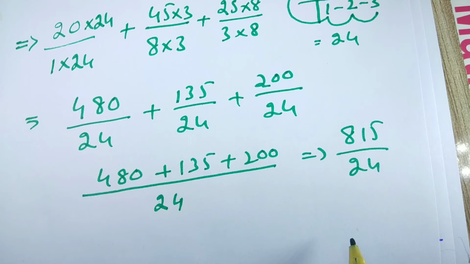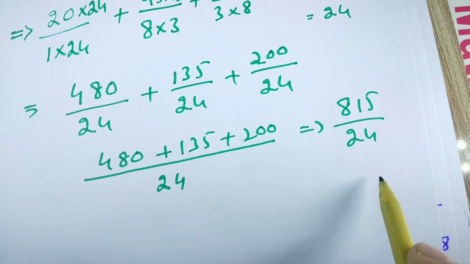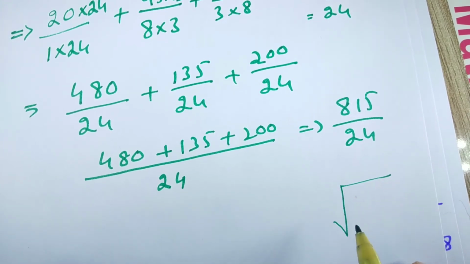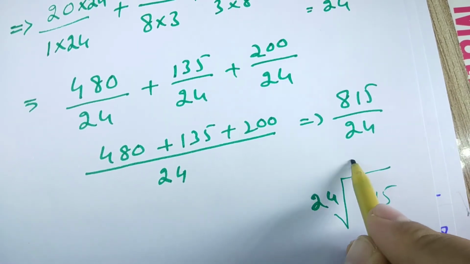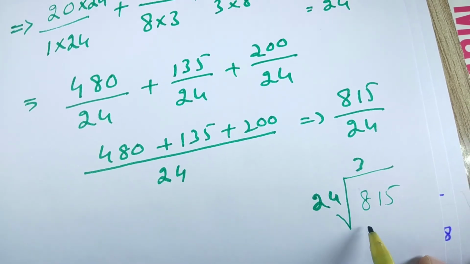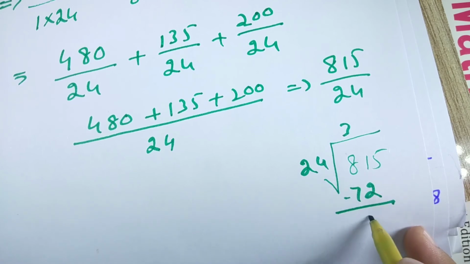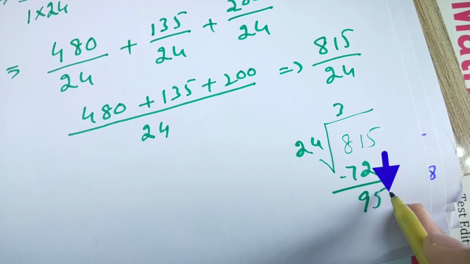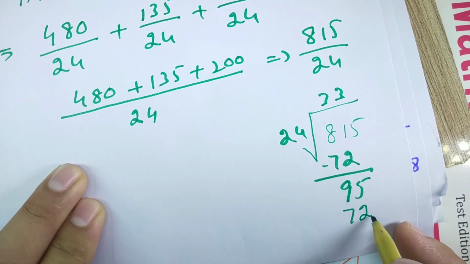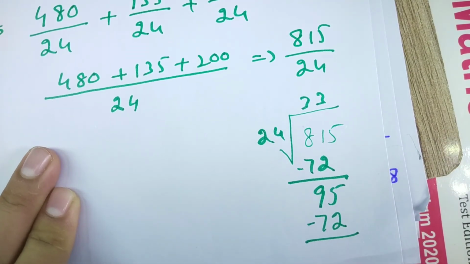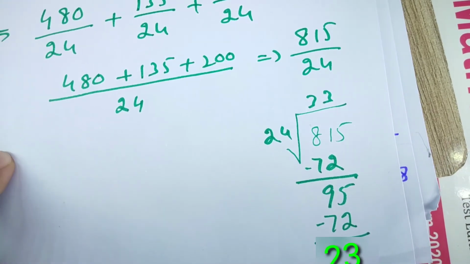Now change the answer into a mixed fraction. 815 divided by 24: 24 multiplied by 3 is 72. 72 subtracted from 81, so the answer is 9, then 5, and again 24 multiplied by 3 is 72. 72 subtracted from 95, now remaining 23.